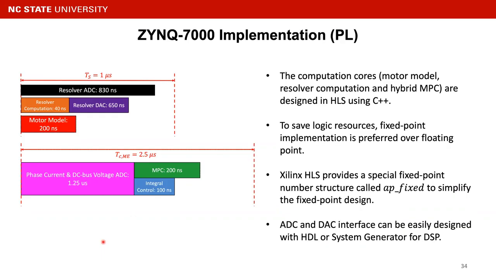The computation cores like the motor model and resolver computation and the hybrid MPC are designed in HLS using C++. To save logic resources, fixed point implementation is preferred over floating point. Xilinx HLS provides a special fixed point number structure, the AP-fix, to simplify the fixed point design. On the other hand, the ADC and DAC interface can be easily designed with HDL language or System Generator for DSP.